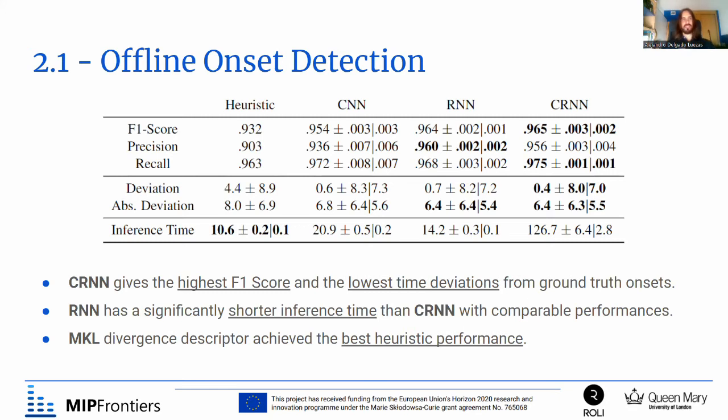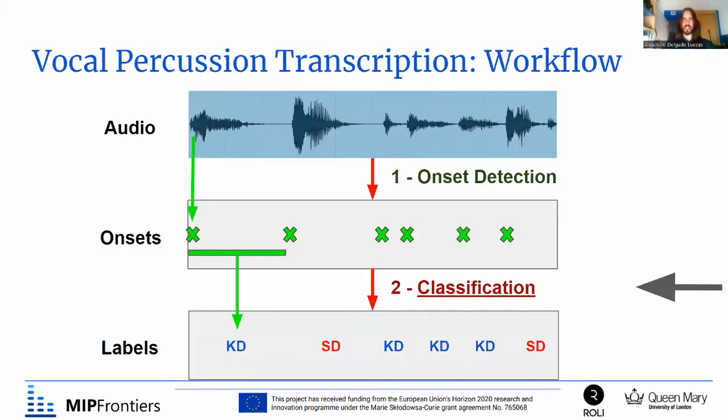So if they have comparable performances, then usually we advise people implementing these onset detection algorithms to implement recurrent neural networks instead of convolutional recurrent neural networks if time is an important factor for these systems, and if not, they could go for the convolutional recurrent neural network instead. They have higher accuracy. Also, the modified callback labeler divergent descriptor achieved the best heuristic performance in the case of the heuristic measure.